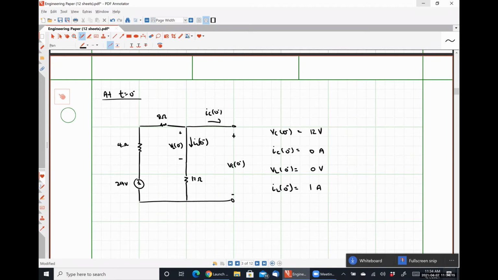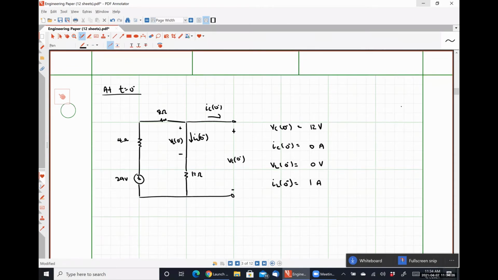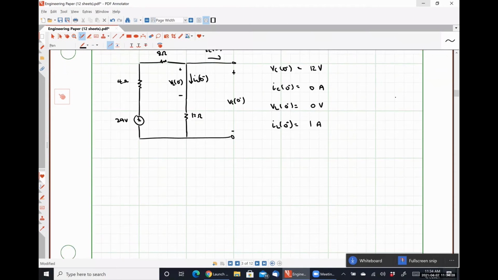All right. So our analysis at t is equal to 0 minus is complete. Everybody okay with this? Nothing too wild or crazy, right? Now at t is equal to 0 plus.